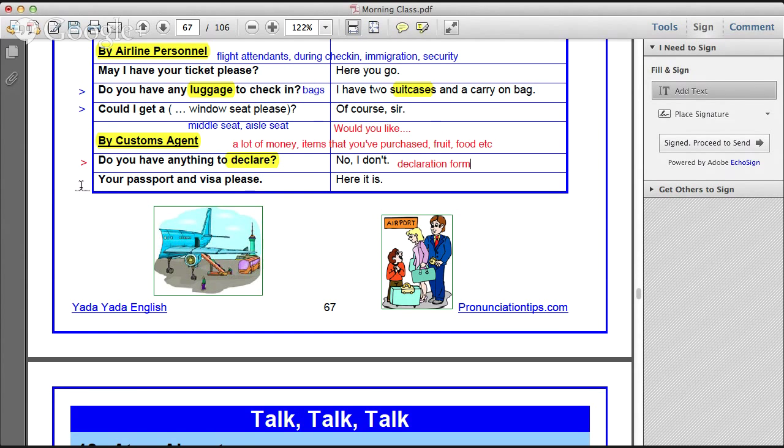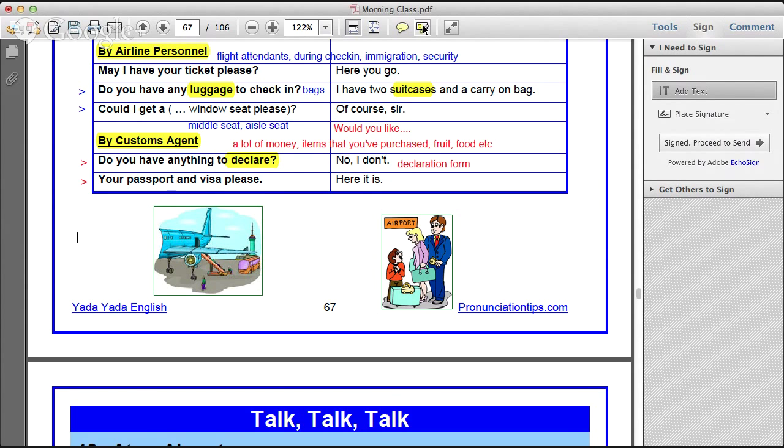Let's go to our last phrase here. This is for Ali. Your passport and visa, please. Here it is. Okay, very good.